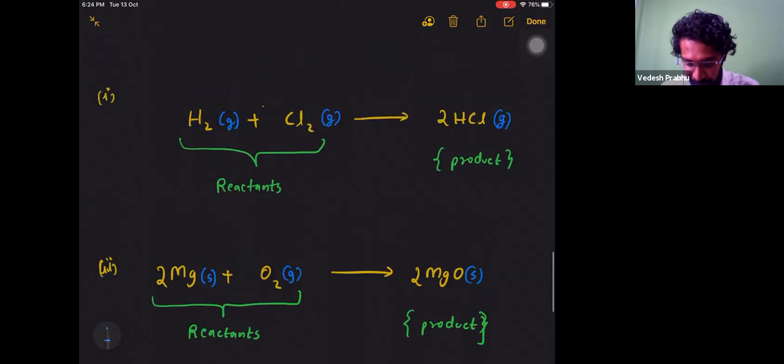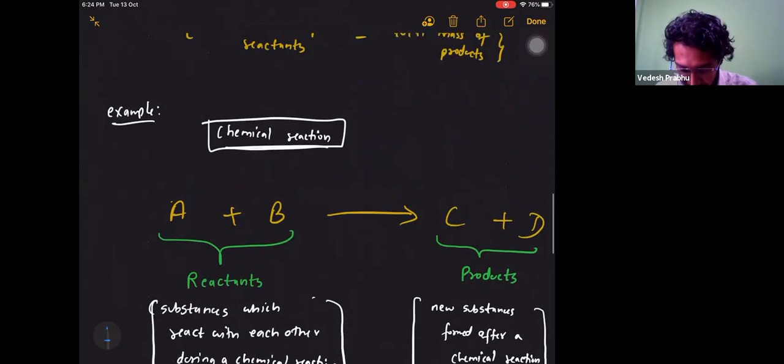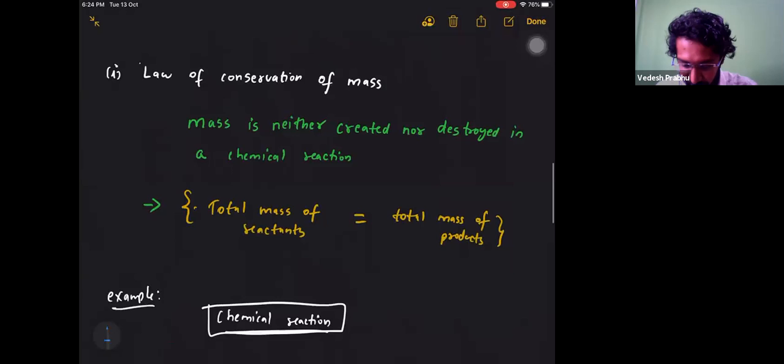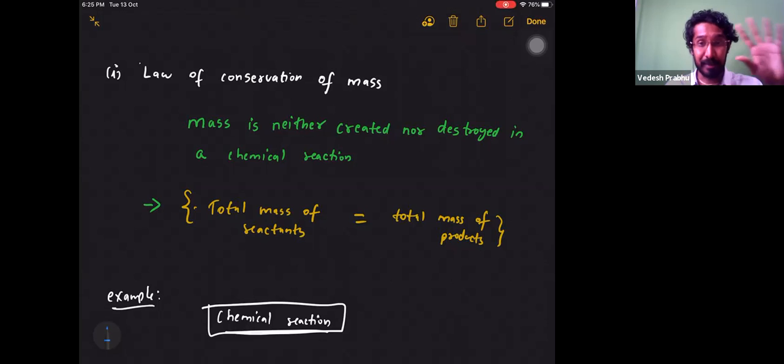Going back to our law, the law says mass is neither created nor destroyed in a chemical reaction. That means the total mass of the reactants is equal to the total mass of the products. Remember the word total.